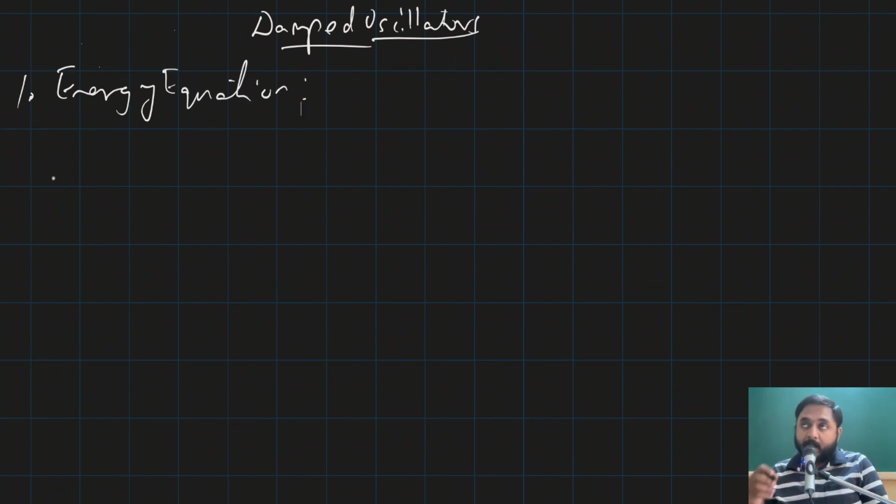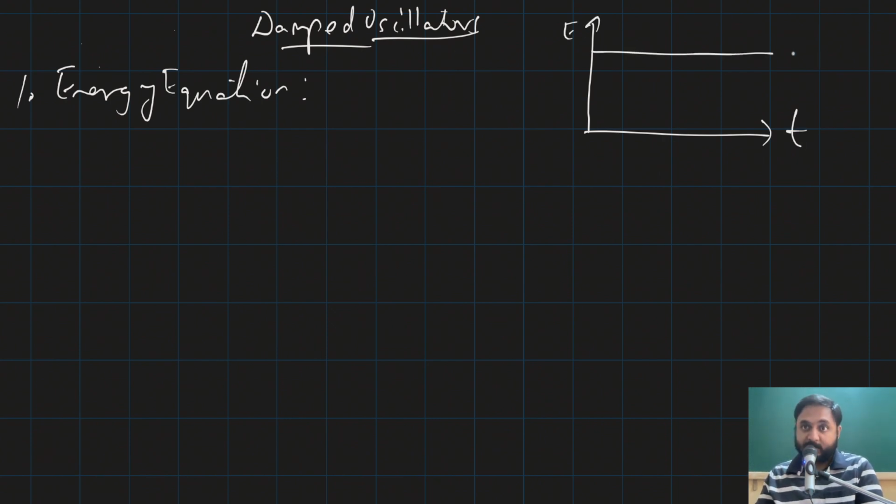Now, for an undamped oscillator, when we studied the undamped oscillator earlier, you will remember that the energy of any undamped oscillator remains constant. If this is time and this is energy, the energy of an undamped oscillator is always constant. And if you remember, this energy, I'll just call it E naught, was half k a square, half into k into a square, which was constant throughout the motion, and the motion goes on indefinitely.